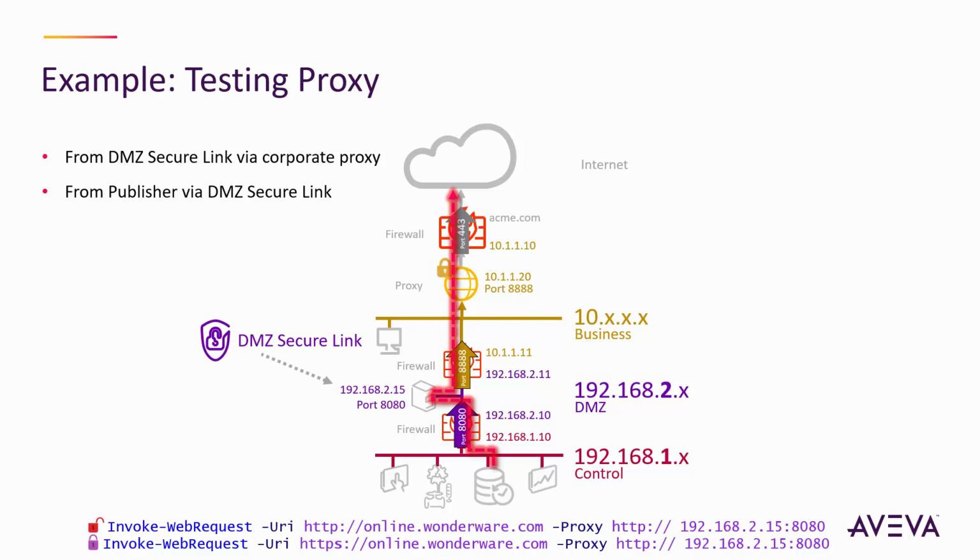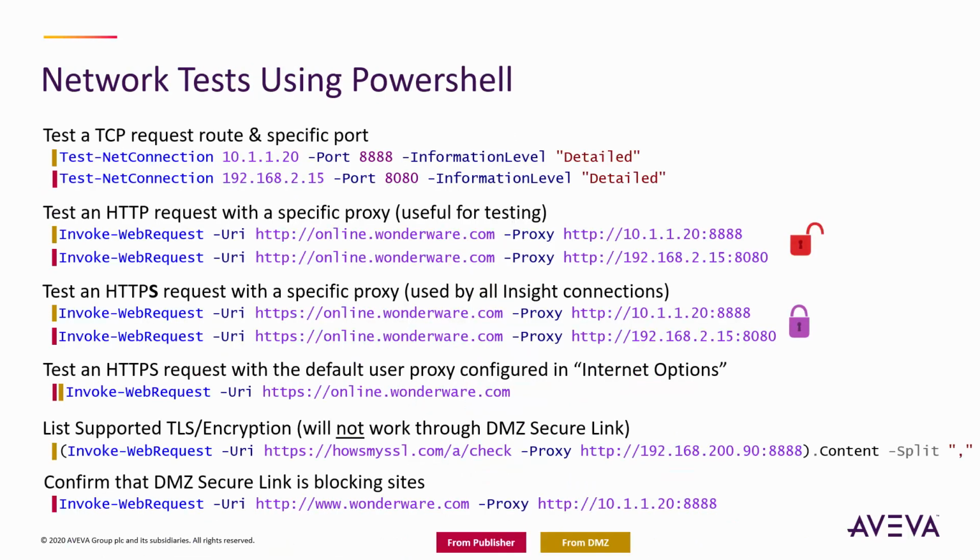Once you get that working, you want to make sure that the operating system default and user proxy settings are consistent with that. And here's kind of a summary of those tests. Some of those tests that you can use in PowerShell to help diagnose any problems you may find. Some of these tests are only valid from the publisher node and some only from the DMZ Securelink node, and those are color-coded here.